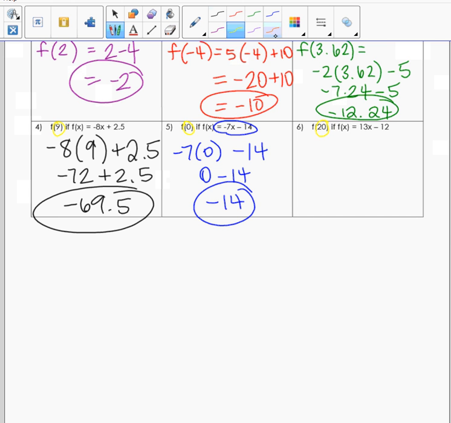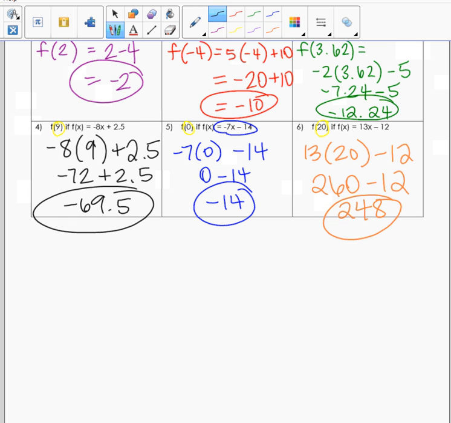Okay, so this last one, x is 20, so 13 times 20 minus 12. 13 times 20 is going to get you 260 minus 12. If you subtract 12 away, your answer is 248. Okay. So really, it's just substitution in a different form, and we call it function notation.